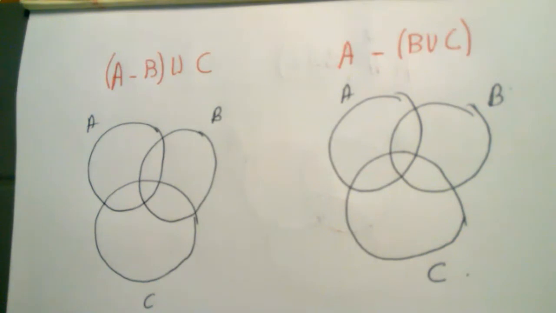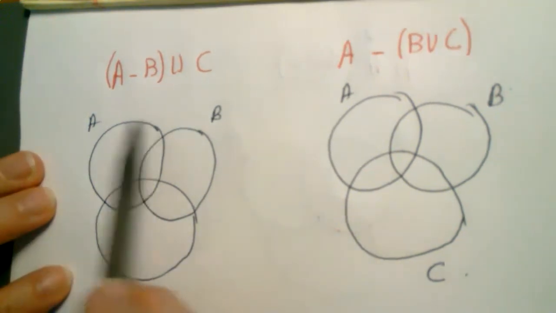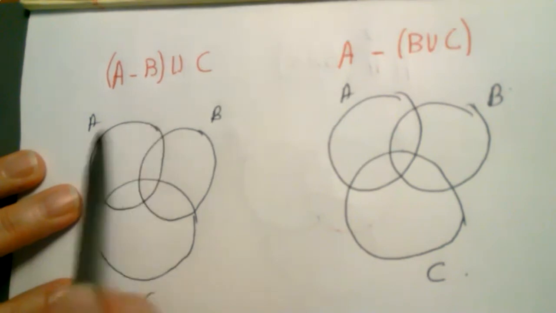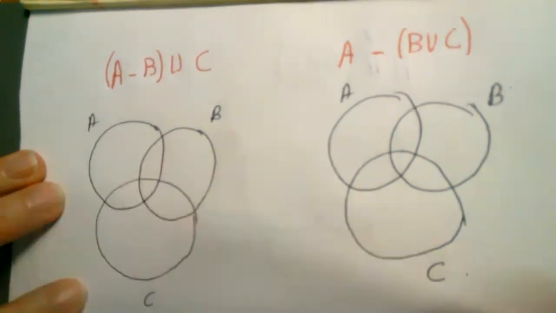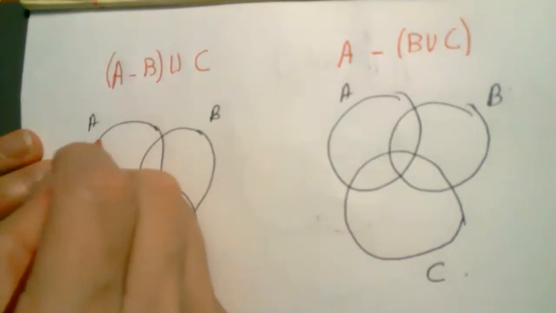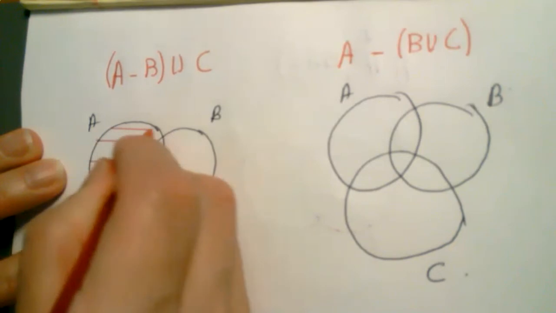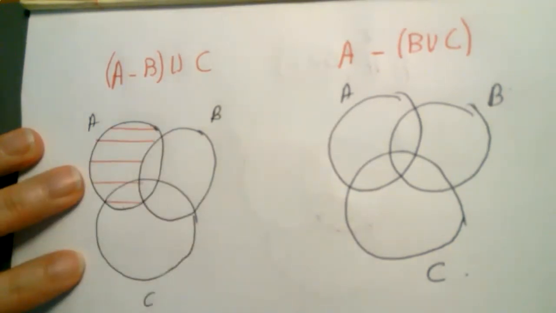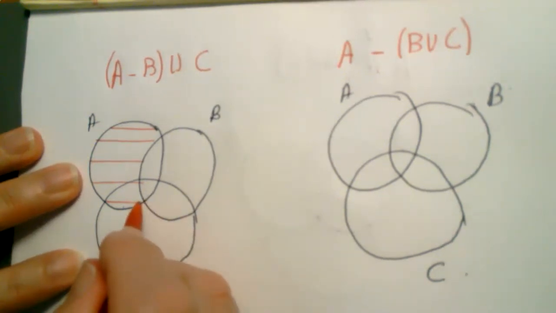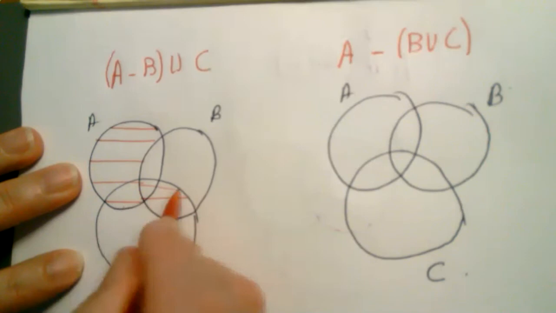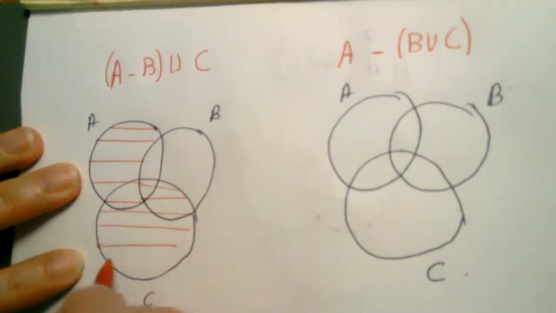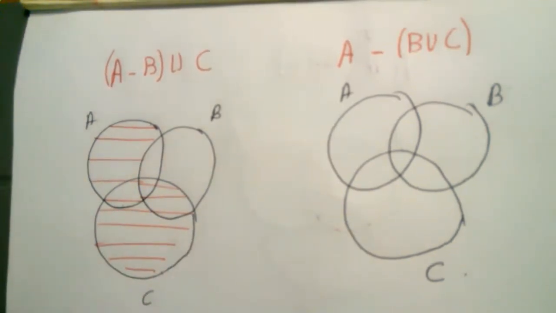Not the same. All right, let's see if Peter is right. A minus B. So it's my A. I'm going to take B away, so I'm going to do this piece, the red. So this is A minus B. Okay. Union C means everything in C. Okay, everything in C. Sorry, am I right? I mean, I can make mistakes. Agree with me? Very good.